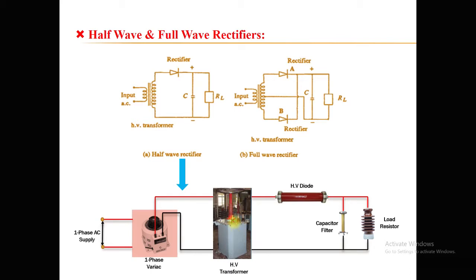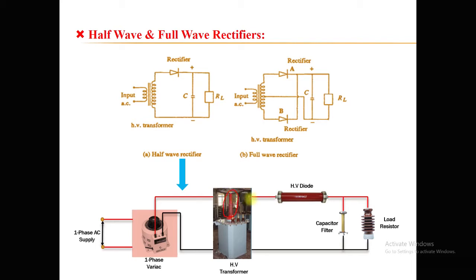At the primary side you can see three terminals. One terminal is the phase terminal, second is the neutral terminal, and third is for the earthing purpose, for grounding. The single phase variac has two terminals, phase and neutral. Phase is connected to the phase of the high voltage transformer at the primary side, and neutral with the neutral of the HV transformer. This big one is your secondary terminal.